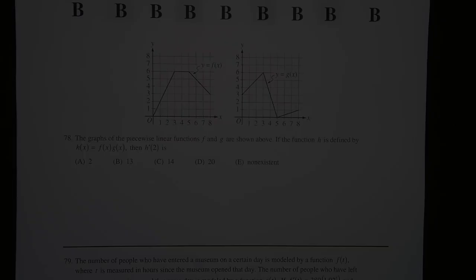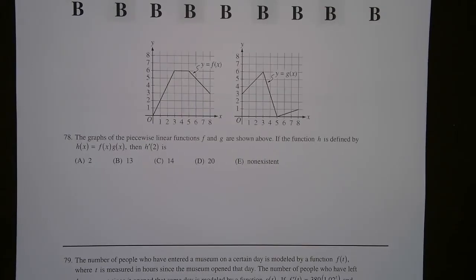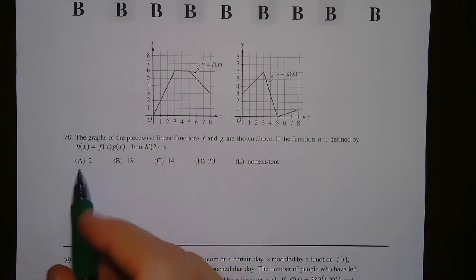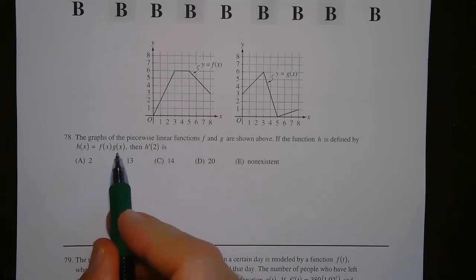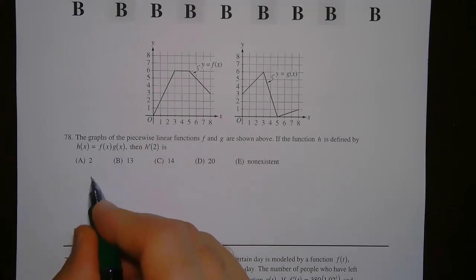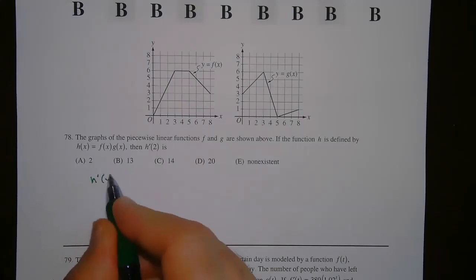Let's go on to 78. This would be a great question on this year's exam, I think, because it's not like a textbook problem. You have to use graphs, and they're testing you on the product rule too, right? So h of x is defined as f of x times g of x. You first have to find h prime of x. I would do that first, okay?